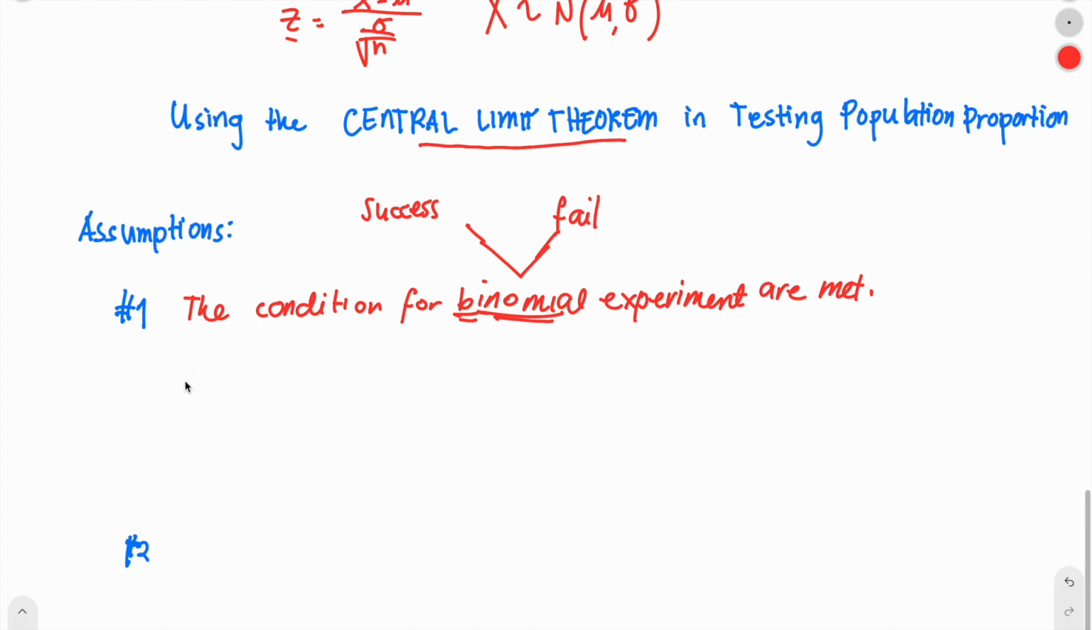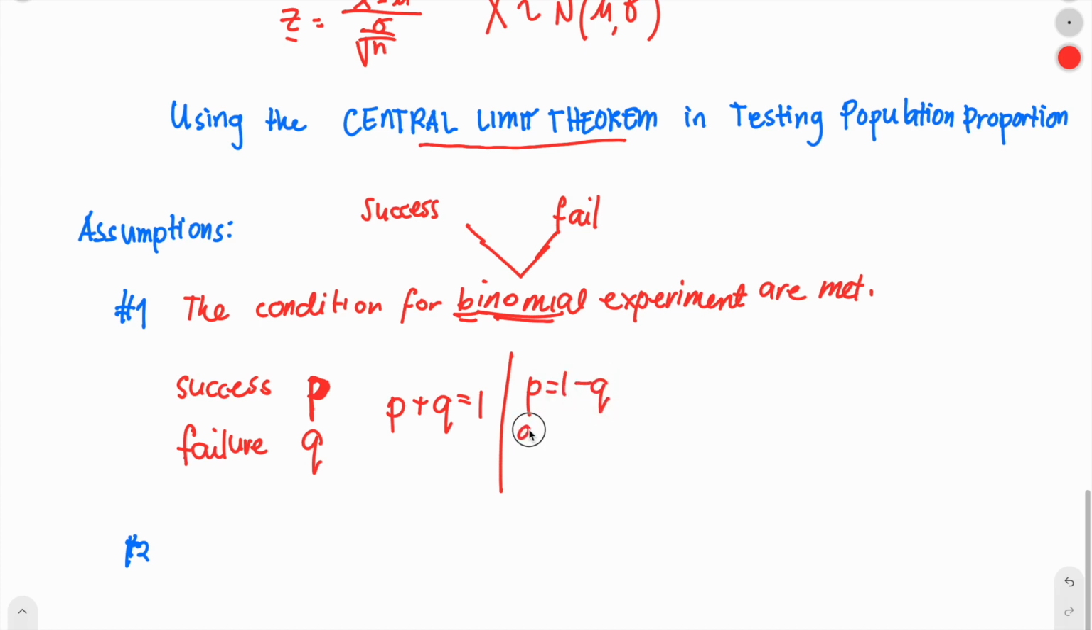So the success here is denoted by P. Don't confuse this with the population proportion. The word success here is also denoted by P. Fail, or failure, is Q, such that P plus Q is equal to 1. Therefore, P is equal to 1 minus Q and Q is 1 minus P from this condition.